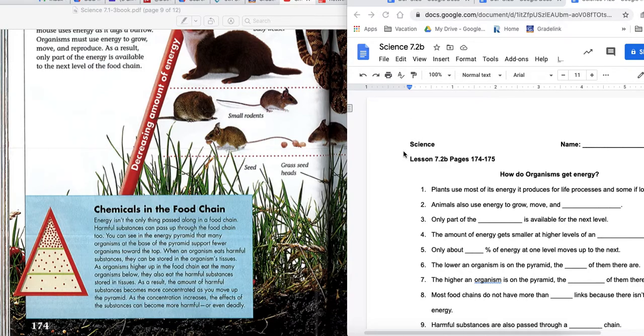All right, six, have a great day, and blessings on the worksheet. Think very carefully. A couple of the questions come from this little paragraph here for the true-false on the back side.